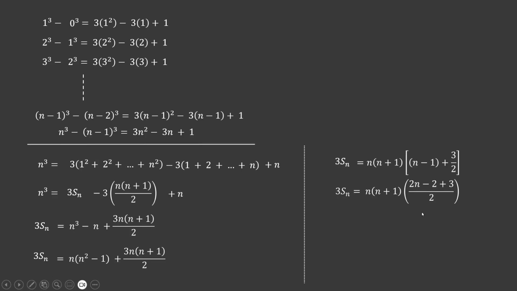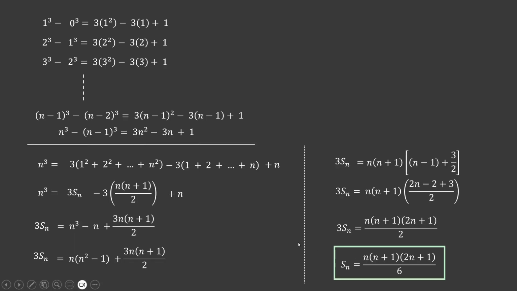Now let us take the LCM. 3 minus 2 is 1. This is 2n plus 1 by 2. So this 3 will transpose and it will come over here, and this will become 2 into 3, that is 6. So this is our final formula. Sn is equal to n into n plus 1 into 2n plus 1 upon 6. This is the sum of squares of first n natural numbers.